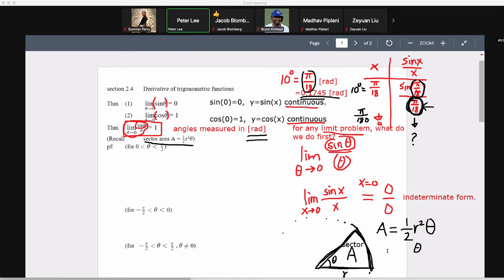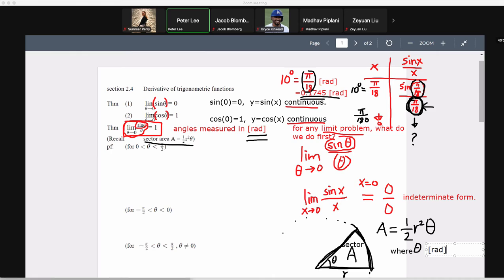So let me write this down. Where theta is in radian units. So in order to find the area of the sector, the area is equal to half r squared theta, and the theta must be in radian units.